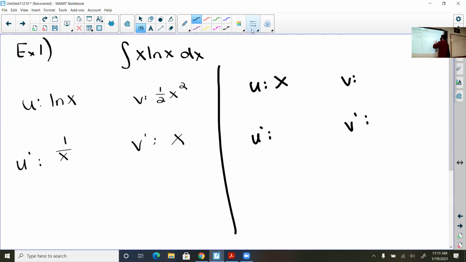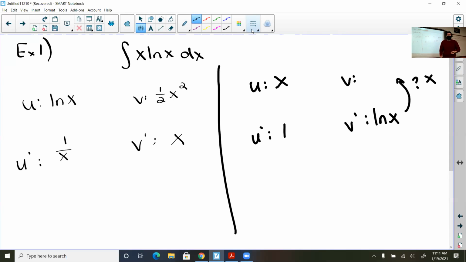And what if I made that x and that the natural log of x? Well, the derivative of x is 1, and the antiderivative of the natural log of x, well, I would go ahead and look at my formula sheet, looking for the integral of the natural log of x. We have a problem. There is no antiderivative for the natural log of x.